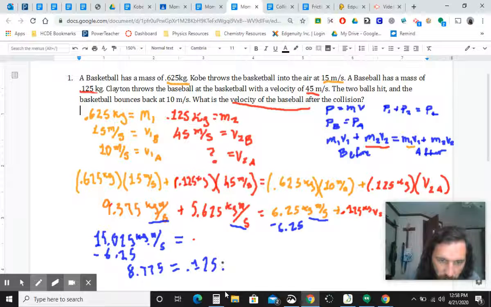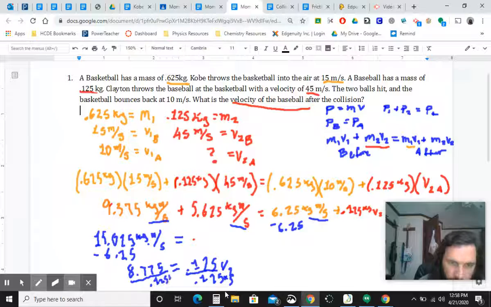Okay, so now, like I said, we're trying to get V2 by itself. I got to get rid of that 0.125. And right now it's being multiplied. So to get rid of multiplying, what I'm going to do is divide. So I divide both sides by 0.125 kilograms. And I'm going to do the same thing over here. So divide by 0.125 kilograms. And I left my units off up here. This is kilogram meters per second. Sorry, that's getting real sloppy, but you get the idea.